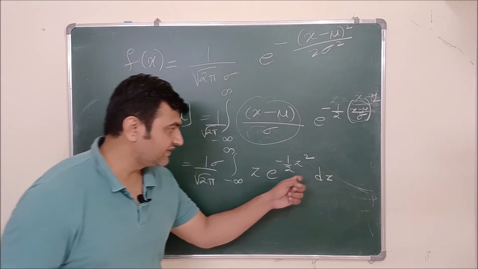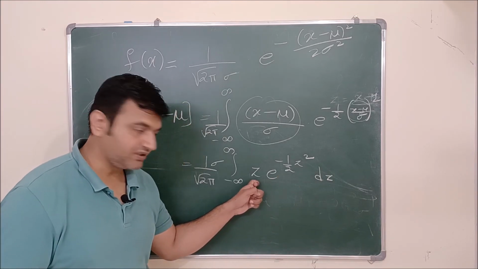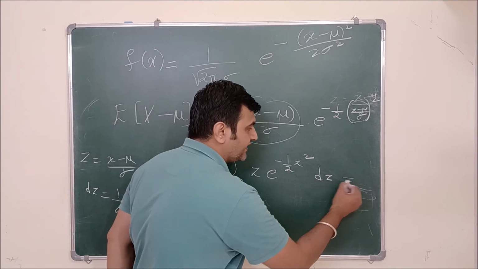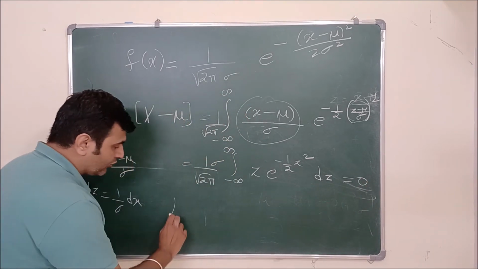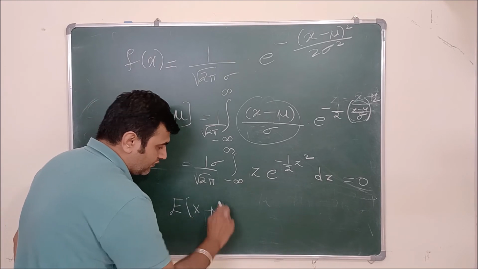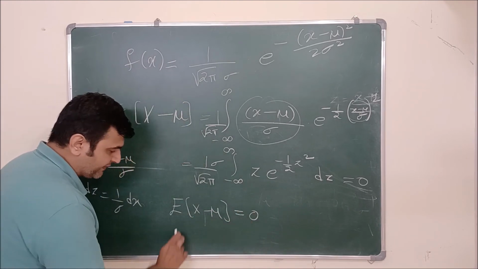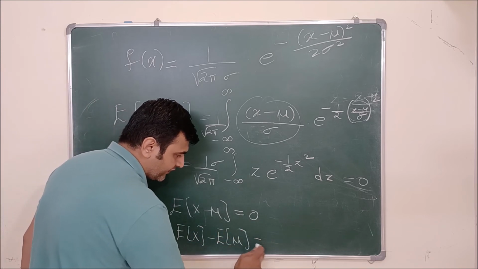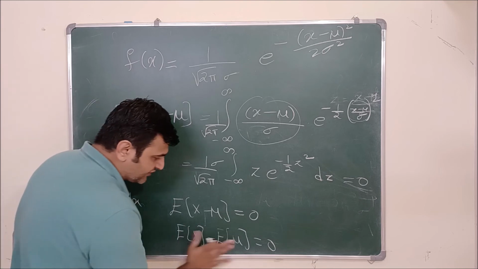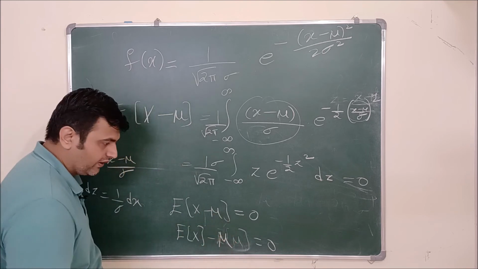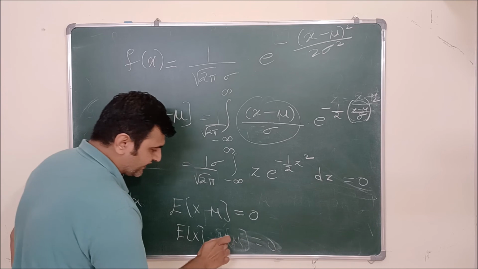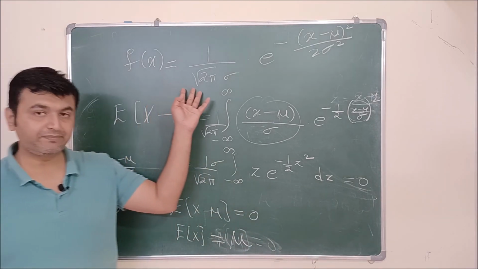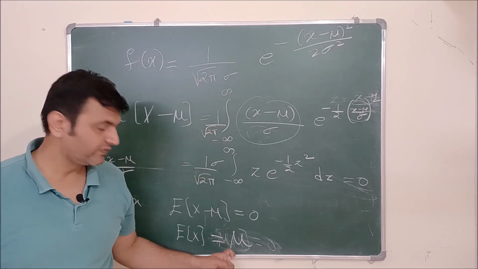Now again the same thing, this is an even function, this is an odd function, so the product is an odd function, and therefore the integration from minus infinity to infinity is 0. But if you recall my earlier lecture, what do we have? This is 0, but what is the expectation of x minus mu? It is expectation of x minus expectation of mu. But again there we have seen, what is the expectation of a constant? It is the constant only, and you take mu to that side, so the expectation of x comes out to be mu. So when you take this as a PDF, your expectation comes out to be mu.